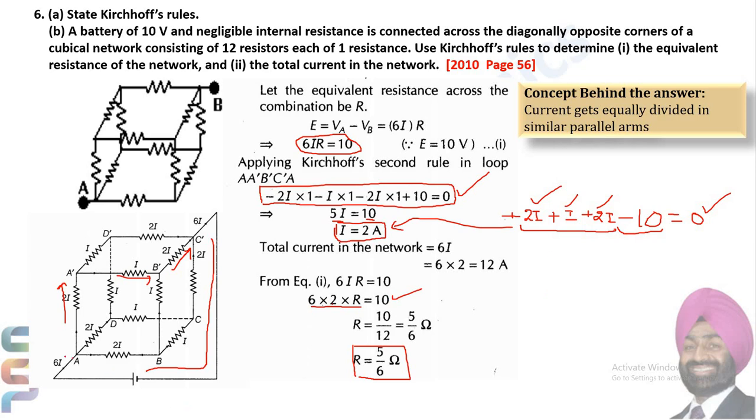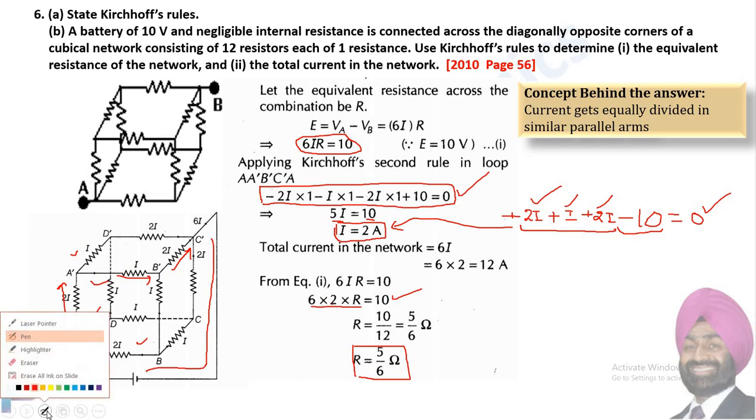So current was taken to be 6I because it is to be divided first into 3 equal parts and then secondly into 2 equal parts. Hence 6I was the best option to choose. So I am removing the extra ink and you can note down by pausing the video.